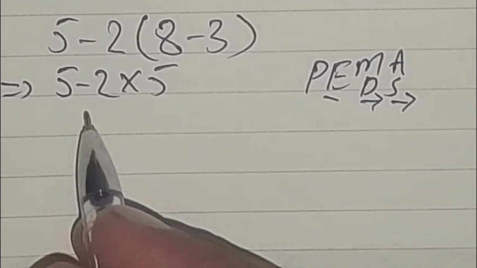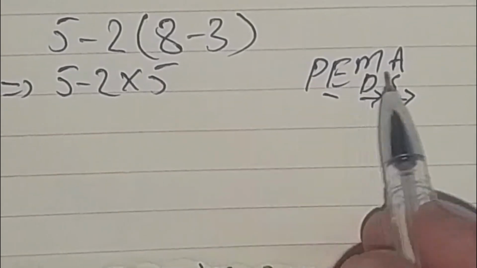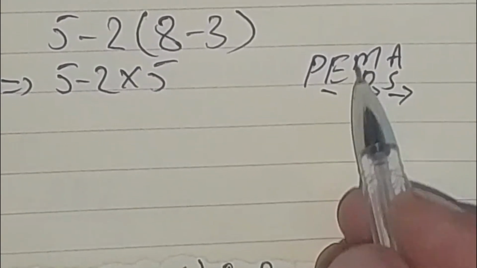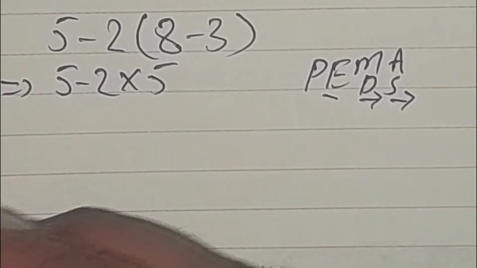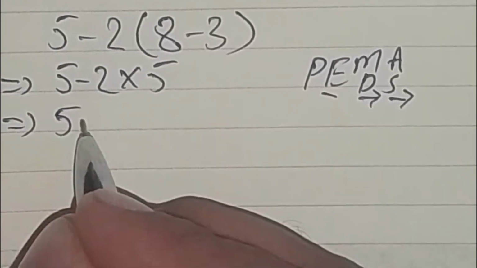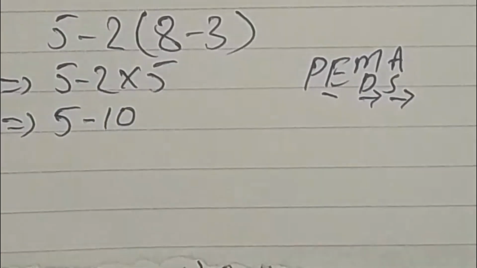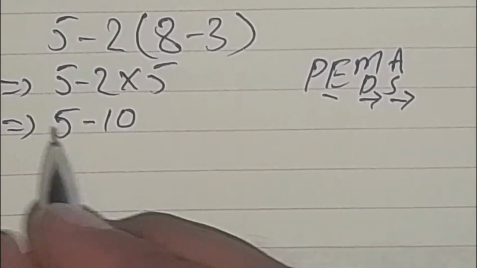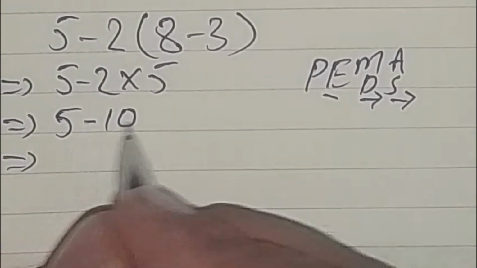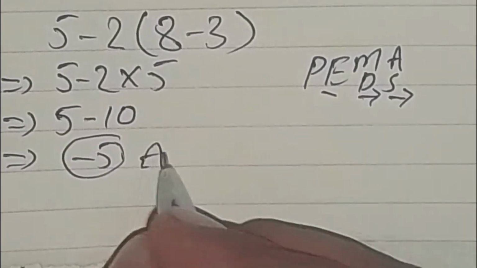Now we have one subtraction and one multiplication, so according to the rule, first we solve multiplication, then we solve subtraction, and the equation becomes 5 minus 2 times 5, which gives us 10. Now we subtract: 5 minus 10 gives us minus 5, so the final answer is minus 5.